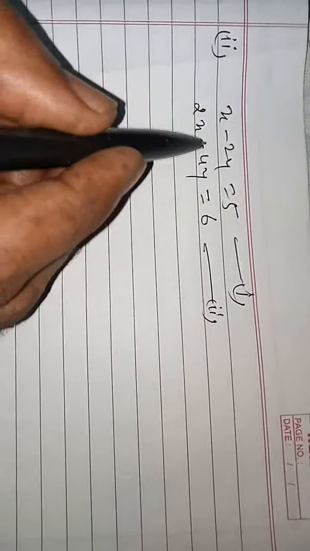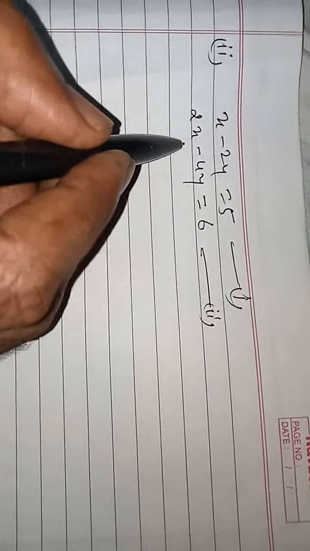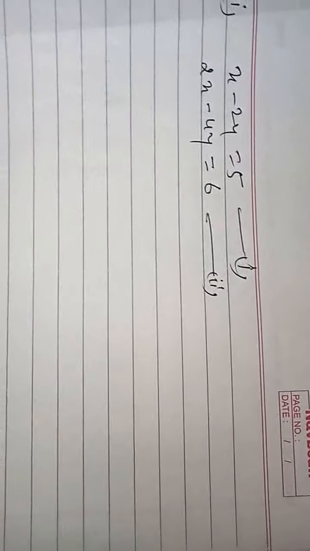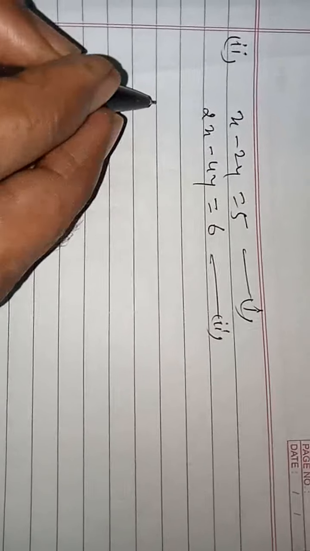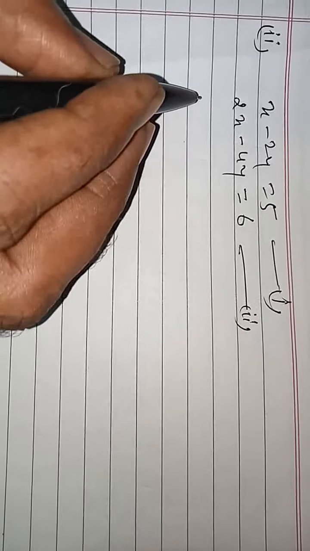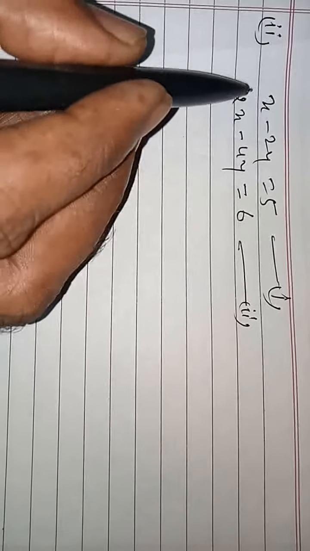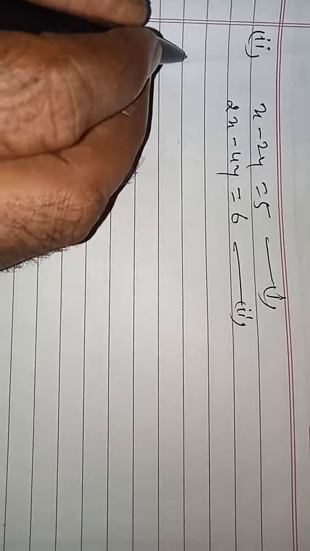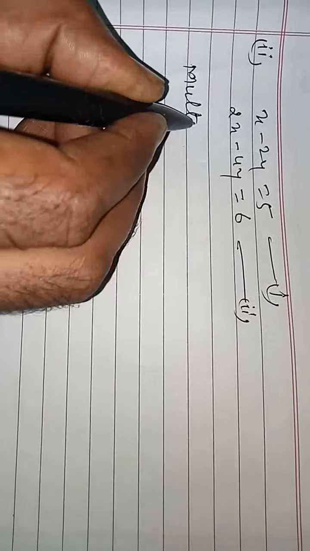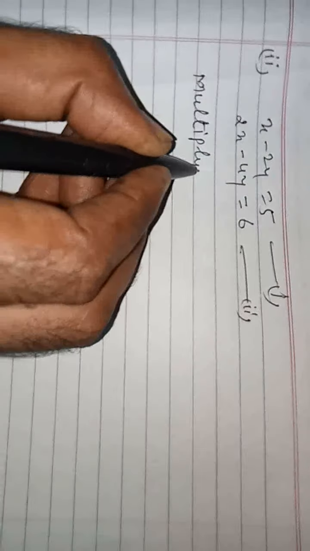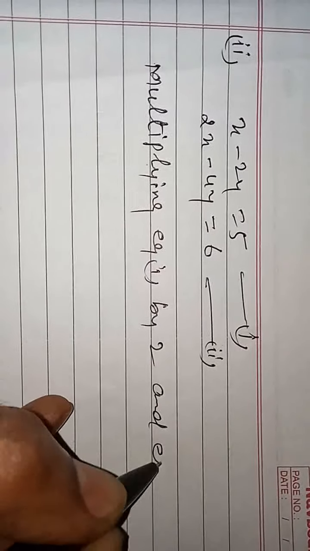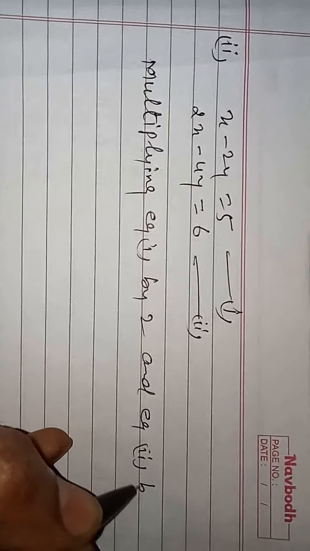Second question is x minus 2y is equal to 5 and 2x minus 4y equal to 6. To solve this equation I use elimination method. According to the rule of elimination method, we make equal coefficient of x or y. So multiplying equation first by 2 and equation second by 1.